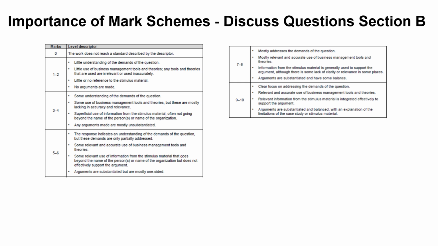So think about the bullet points as a checklist. You want to be able to tick off each of those bullet points. Those are instructions to the examiner, and they look at your answer and say, yes, all of those bullet points are clearly identified within the answer. Now the trap is the last bullet point in the 9 to 10 box, in particular with an explanation of the limitations of the case study or stimulus material.